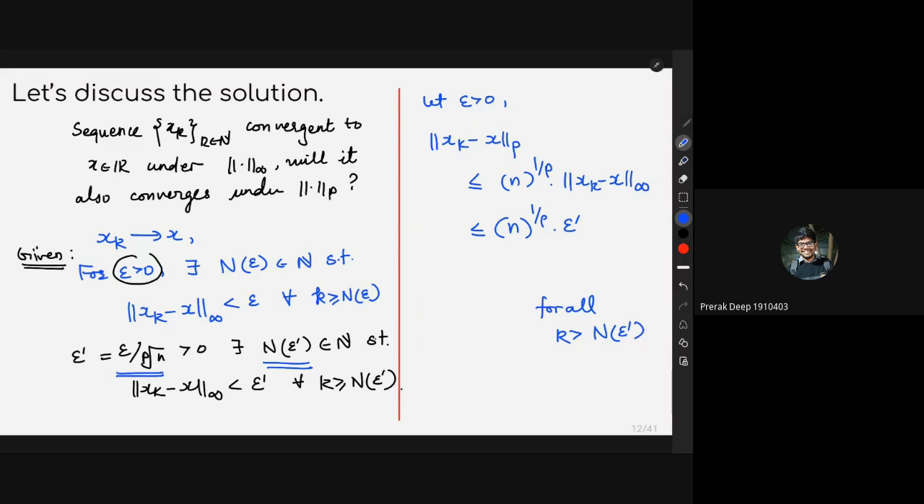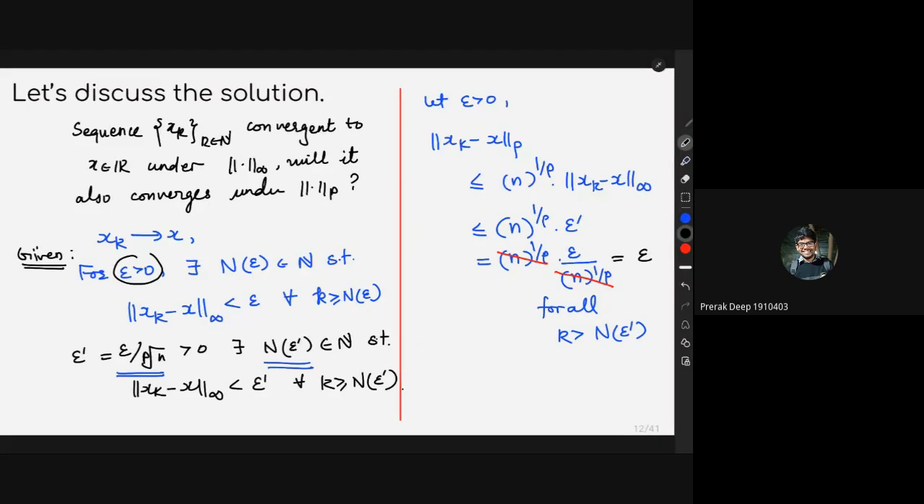Now what is epsilon prime? Epsilon prime is in particular epsilon divided by the pth root of n. So that's why I have chosen this epsilon prime carefully, so that it will cancel out the extra factor. It cancels out, and what you get is epsilon only. So in particular, the pth norm of xk minus x is smaller than epsilon for all k bigger than n epsilon prime.